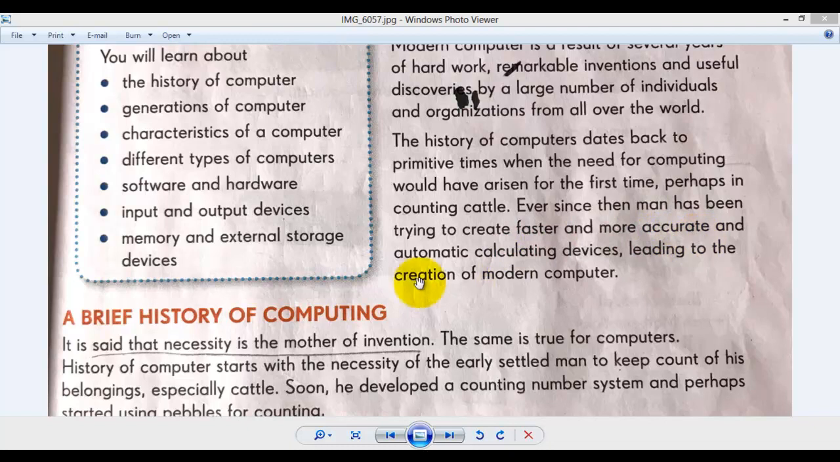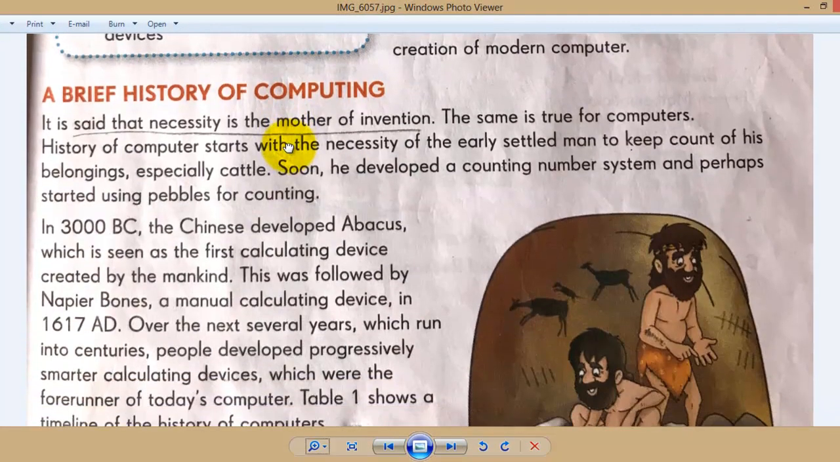For a faster, more accurate and automatic calculating device. Automatic means it calculates by itself without any help from an external device or external manpower, calculating one after another. So man has been trying to do such calculation by developing new devices. After the creation of multiple devices, at last we built the modern computer. A brief history of computing. Let's see.